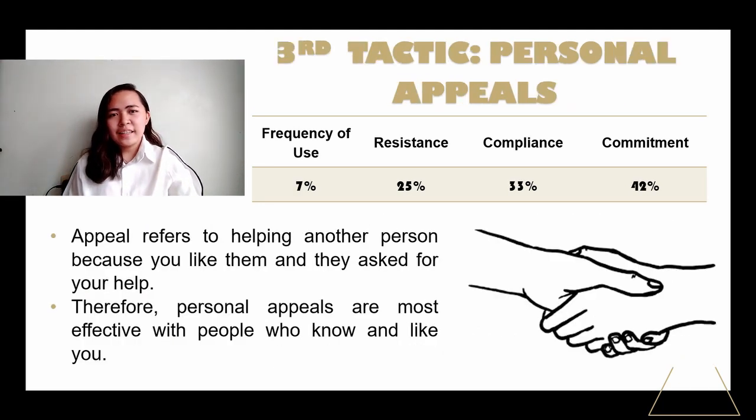The third tactic is personal appeals. It is more likely to result in compliance than in commitment or resistance. Personal appeals refer to helping another person because you like them and they ask you for help. It appeals to the target's feelings of loyalty and friendship to influence the target to do something unusual or extra as a special favor. Therefore, personal appeals are most effective with people who know and like you.